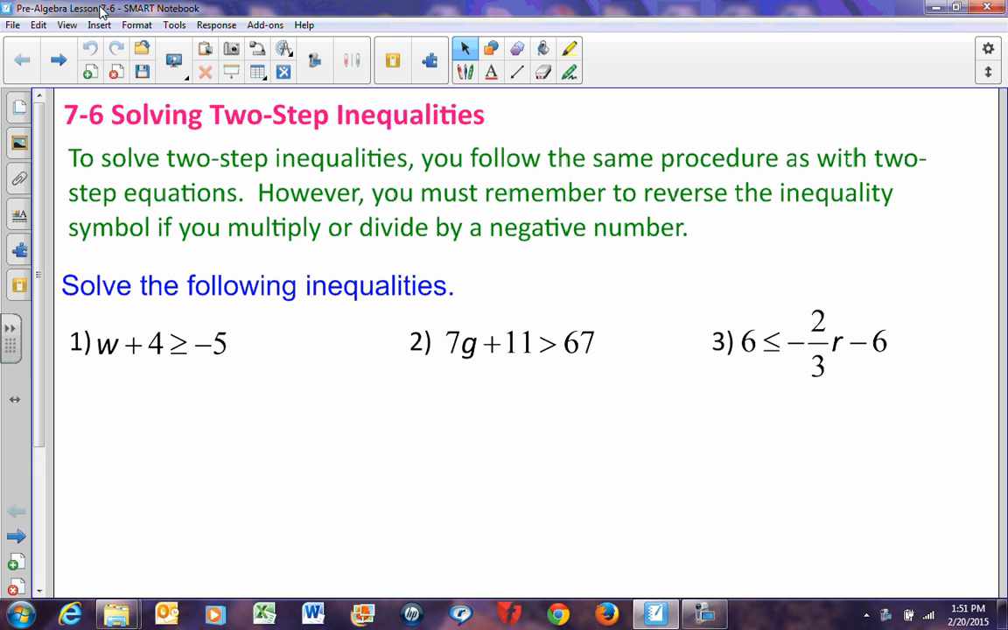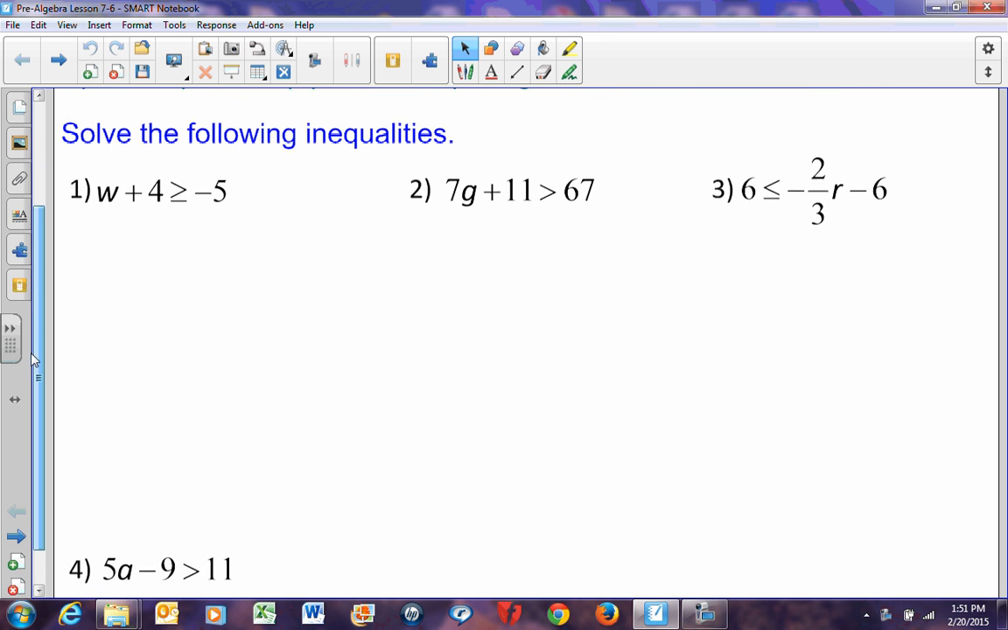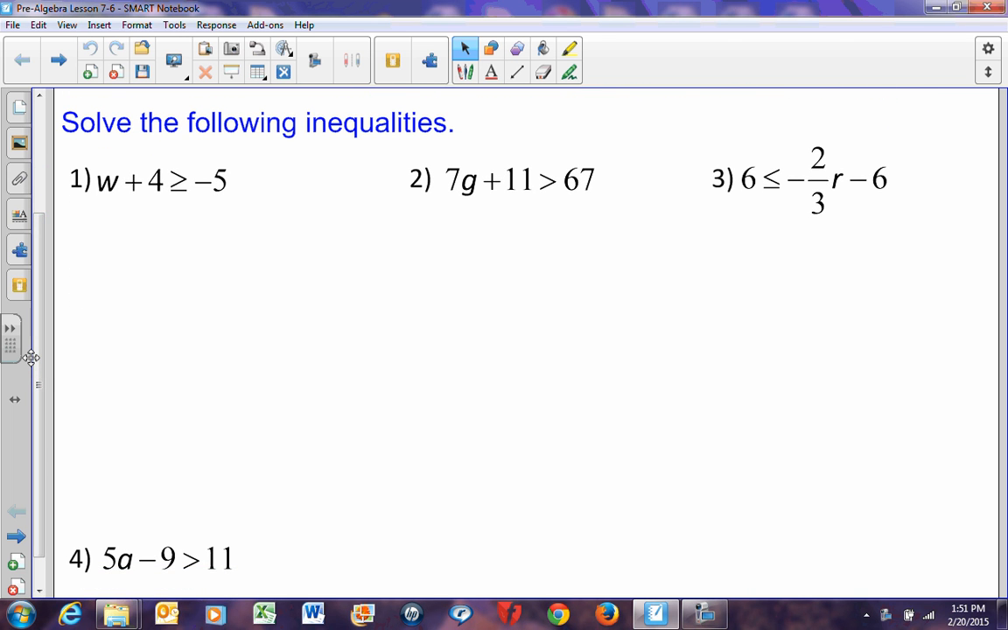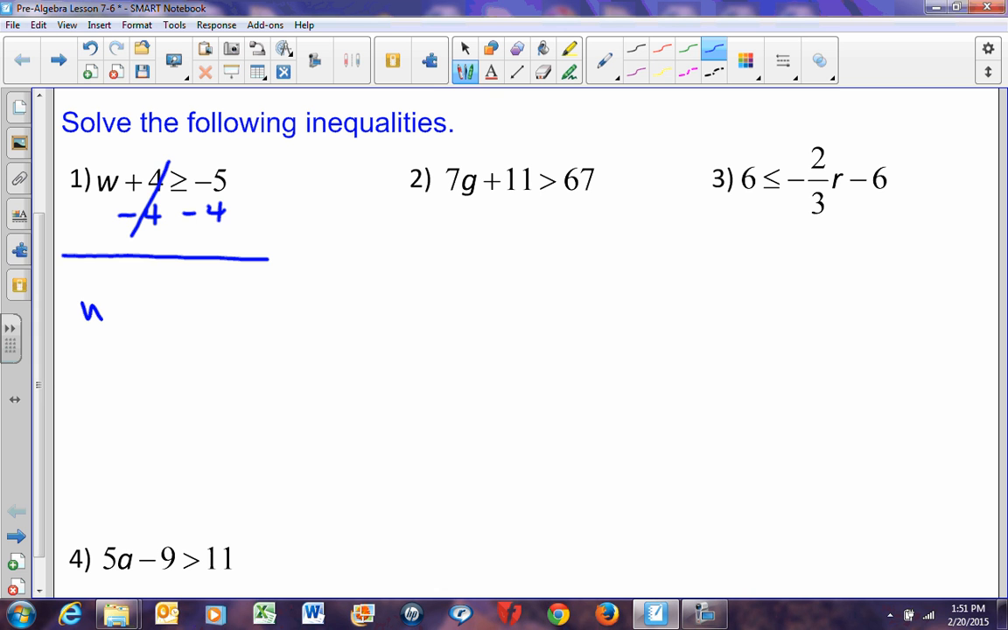If I have w plus 4 is greater than or equal to negative 5, I must try to isolate w all by itself. This happens to be a one-step equation, so we're going to start fairly simple and get more complex. To get w by itself, I need to subtract 4. Since they added 4, I will subtract 4 from the left-hand side and from the right-hand side. The 4's cancel out, giving me w is greater than or equal to negative 9.